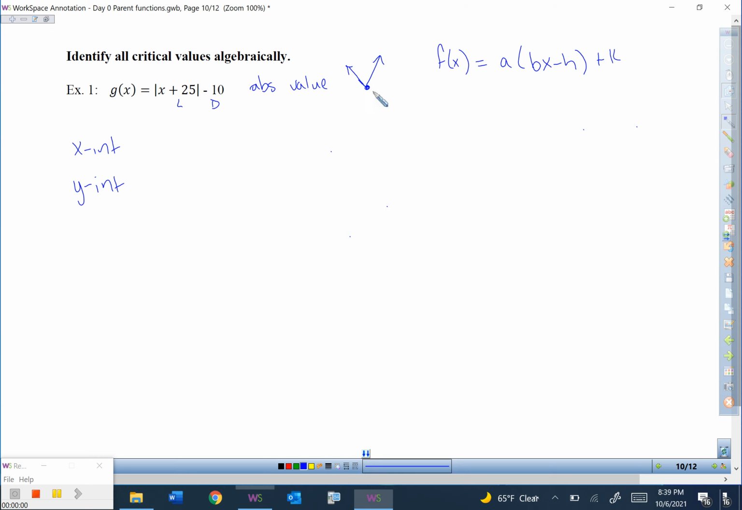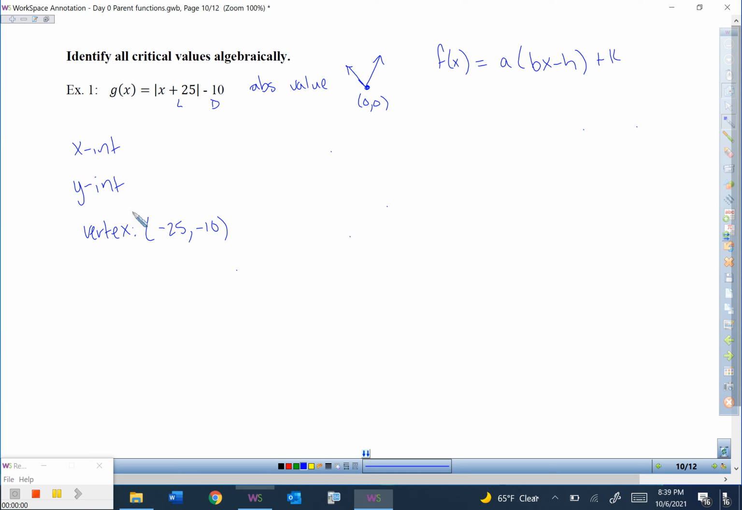Why that's important is because this original point started at 0, 0. If we can take that point and translate it, we just found the new critical value without a lot of work. Okay, so this, like I said, was called the minimum, but it's also called the vertex. And we just decided it's at negative 25, because left, and negative 10.